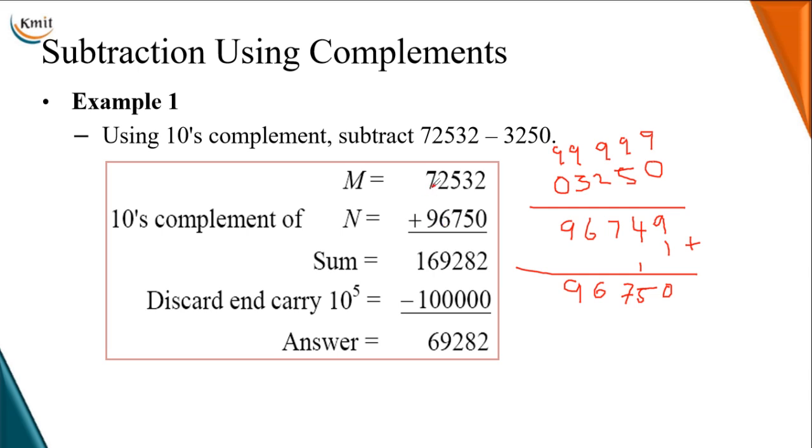So we are adding that to the positive number 72532, which generates a 6-digit number. This extra digit which is generated upon adding the 5-digit numbers is called an end around carry, and this end around carry is ignored, and you obtain the difference as a positive one, which is 69282.